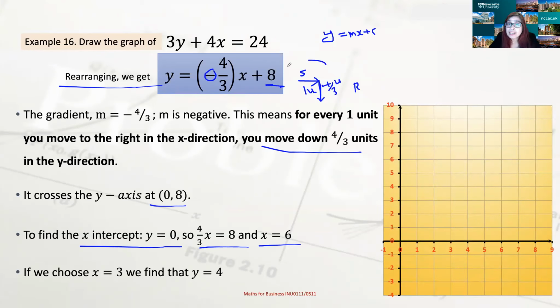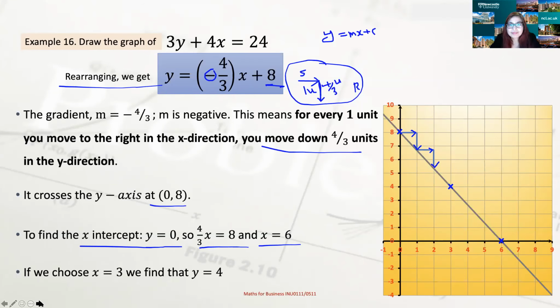Now let me look at this. For every 1 unit I move towards the right, what happens? I will have to go down the y-axis. Look at that, for every 1 unit I go along the x direction, I have to move down by 4/3, 1.33. So that's the negative gradient. A negative gradient goes down.